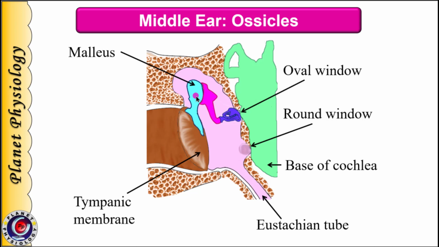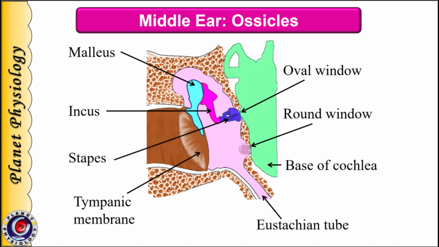The incus acts as a link between the malleus and the next ear ossicle, that is the stapes. In this diagram, the incus is represented in pink color. Note its shape and the way it is attached to the stapes. Both these factors play a very important role in transmission of sound waves. We shall learn this in detail during the functions of the middle ear.